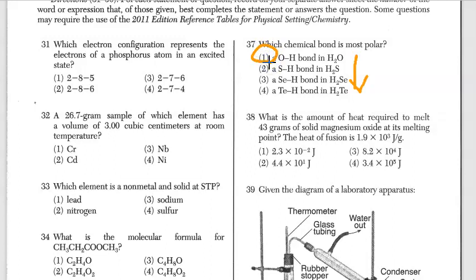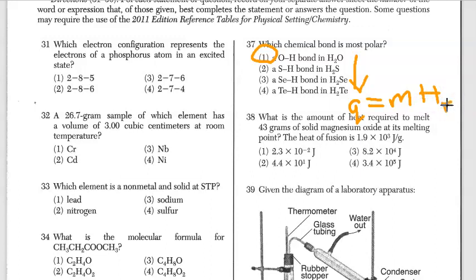Let's move on for 38. What is the amount of heat required to melt 43 grams of solid magnesium oxide at its melting point? Now, because we're given magnesium oxide and not water, we're not going to look for the heat of fusion constant on reference table B. But we do need the equation. And again, that's on reference table T. If you go down reference table T, we're looking for Q is equal to M, and then this is melting, so that is heat of fusion, so times HF.